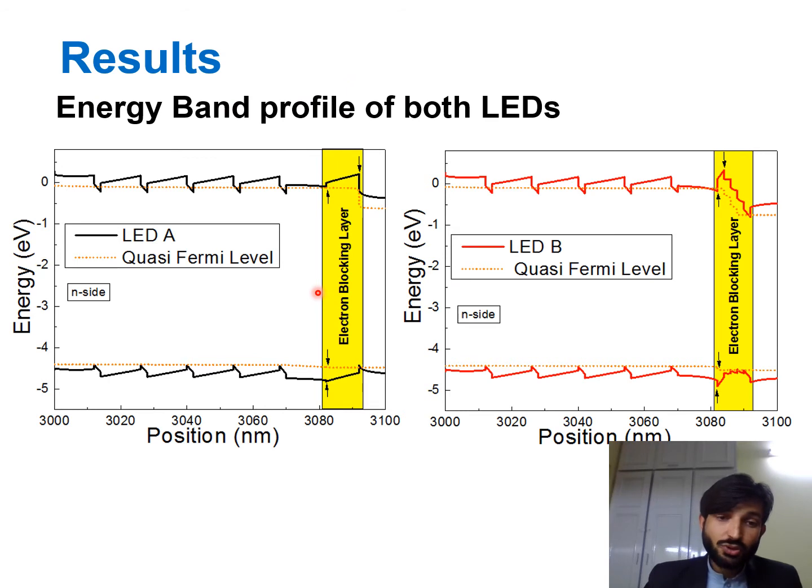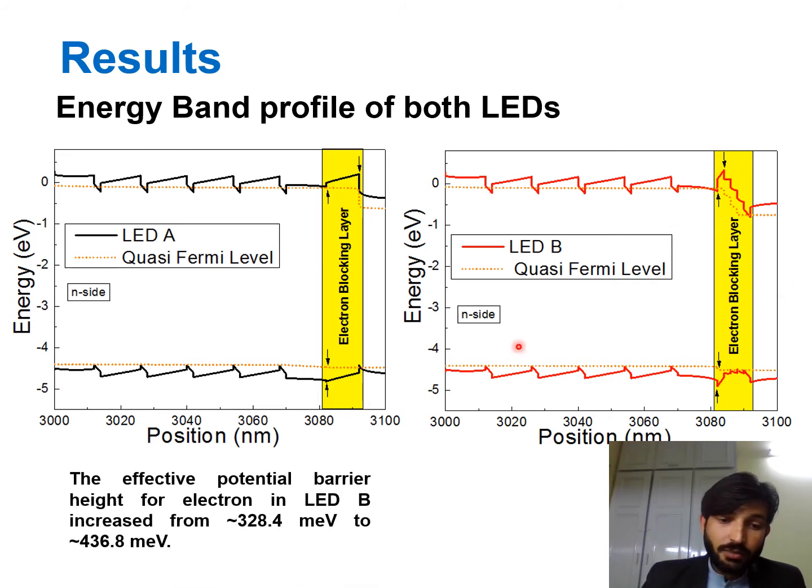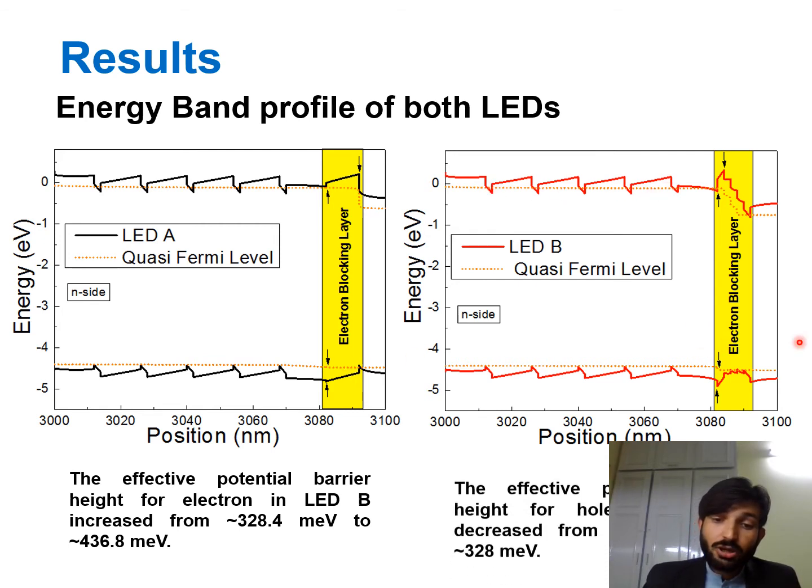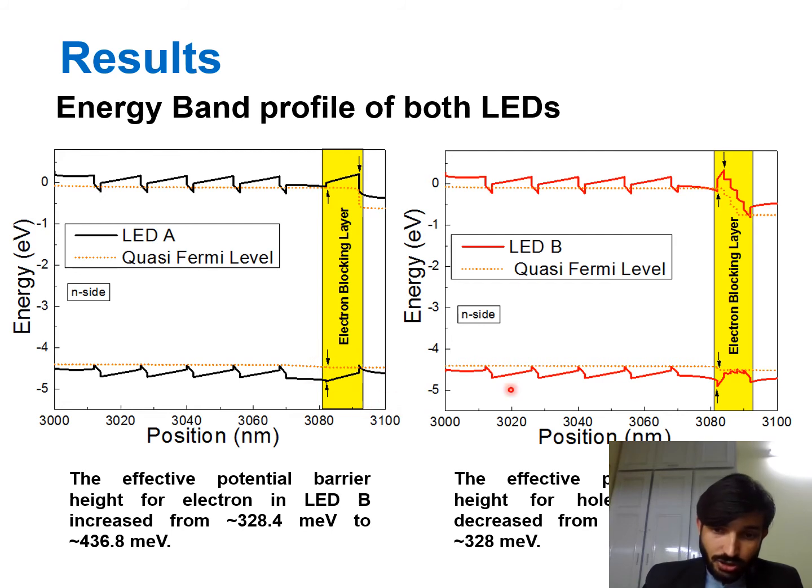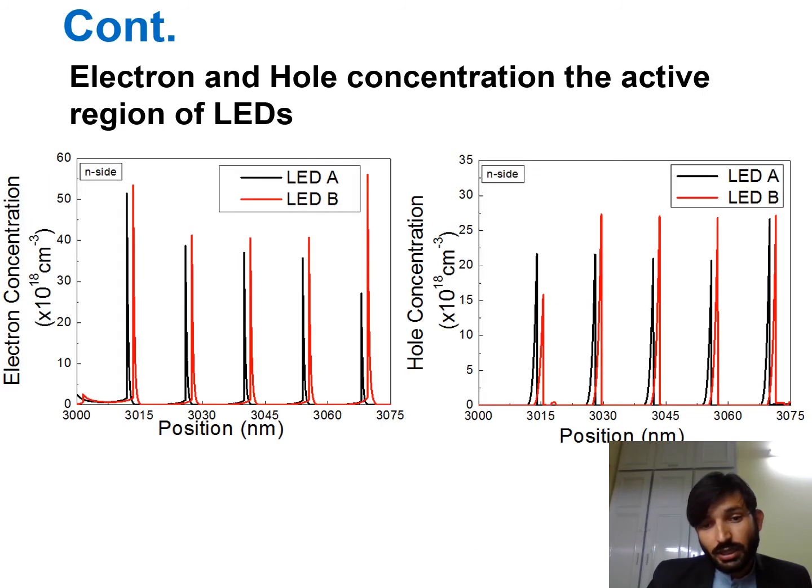The first one is the energy band profile of both LEDs. The effective barrier height for electrons in the proposed LED increased from 328 millielectron volt to 436 millielectron volt. It means the proposed LED has a better capability to confine the electrons in the active region or in the quantum wells. Similarly, the effective barrier height for the holes in the proposed LED decreased from 340 to 328 millielectron volt. It means the proposed LED facilitated the hole transportation to the active region.